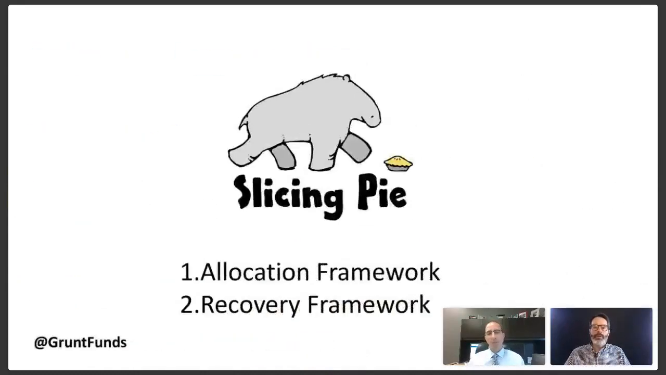So here's how it works. There's two pieces to it. The first piece of Slicing Pie is called the Allocation Framework, which uses this betting concept to determine how much each person gets based on their share of the bets. The second piece is the Recovery Framework, which determines how we get equity back when someone leaves the company during separation. So these two pieces provide 100% of the protection and the calculations you need to make a perfect equity split. Sometimes you'll see this referred to as a grunt fund. Slicing Pie and a grunt fund are the same thing.